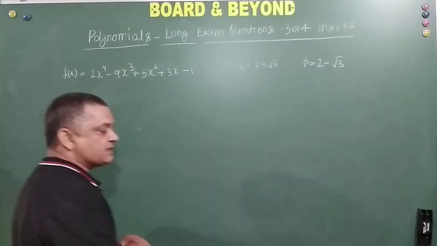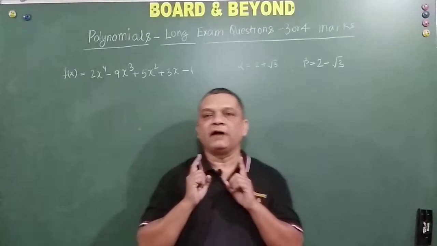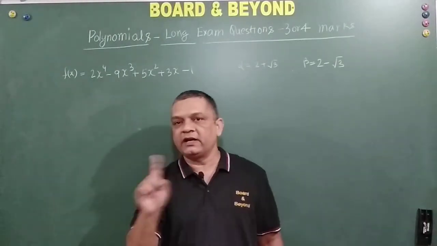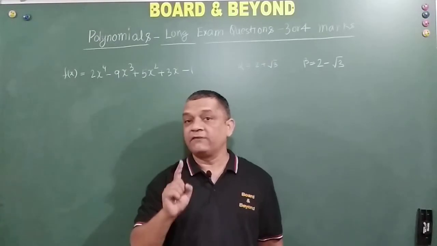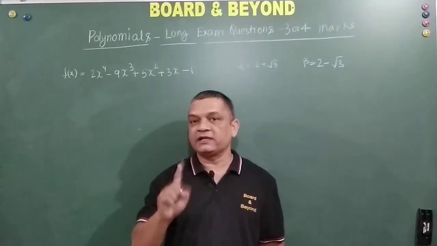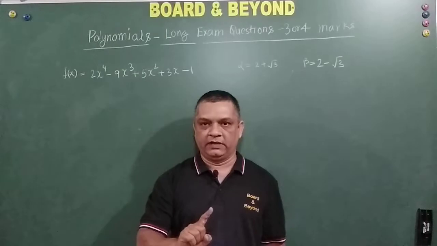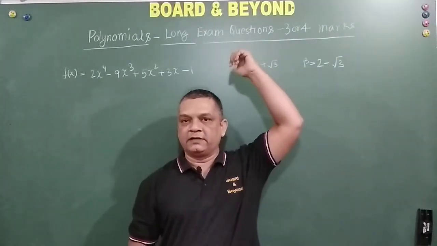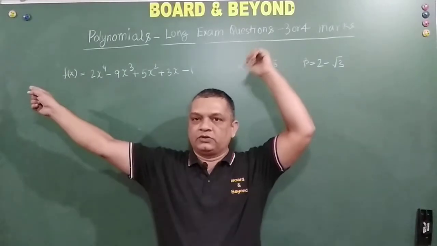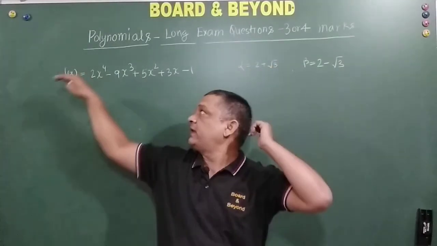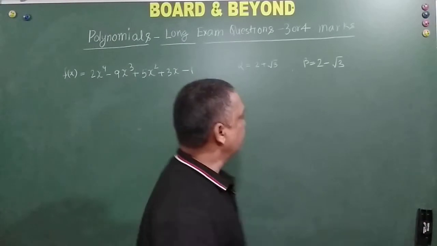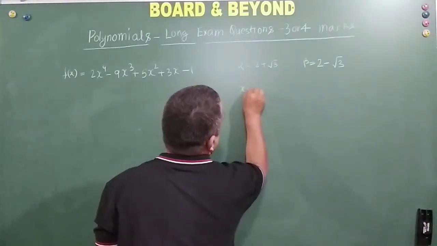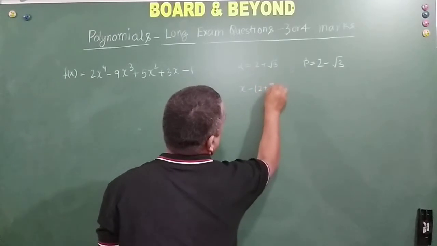So friends, in the last class we have seen that if alpha is a root of a polynomial, then x minus alpha is a factor of the polynomial. So since 2 plus root 3 is a root of this polynomial, x minus (2 plus root 3) is a factor of this polynomial. So on that concept, let's move forward. X minus 2 plus root 3.